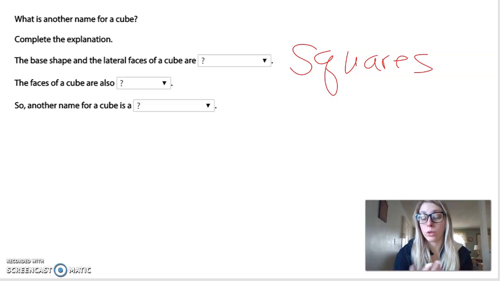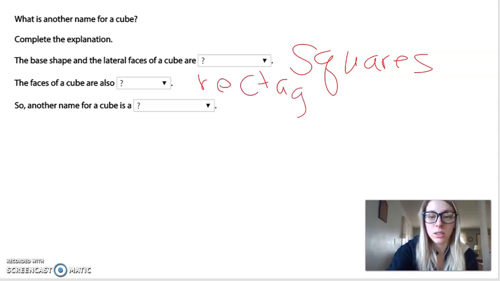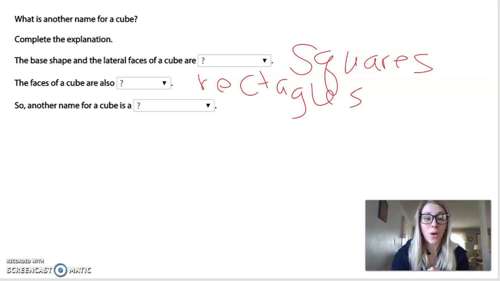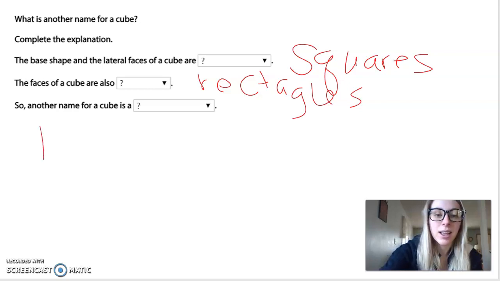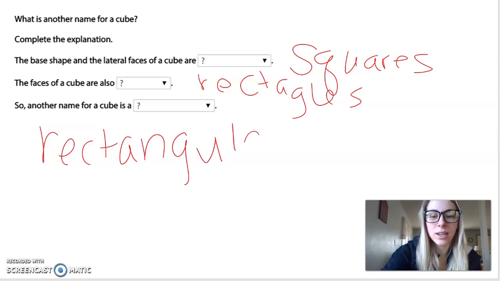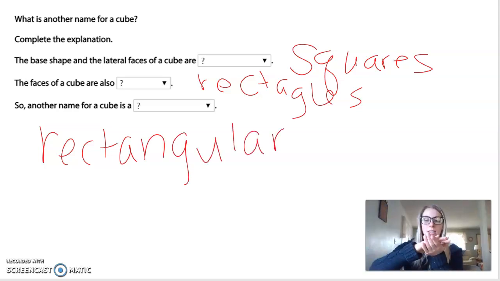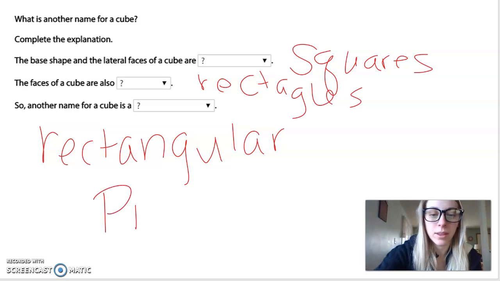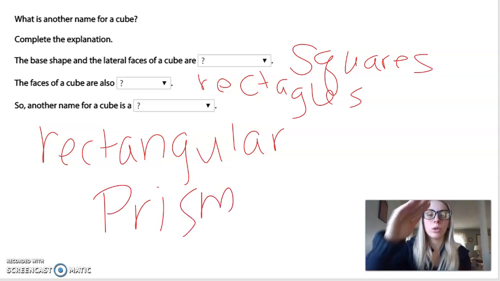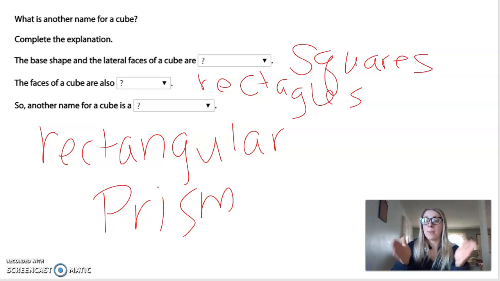The faces of the cube are also known as rectangles. So another name for this cube is rectangular. We have two sandwich sides, prism, because we have those two sandwiches. Anytime you have lateral faces, fifth grade, you know that's a cube. You're going to have two sandwiches on the top and the bottom, sandwiching those, and that's a prism.